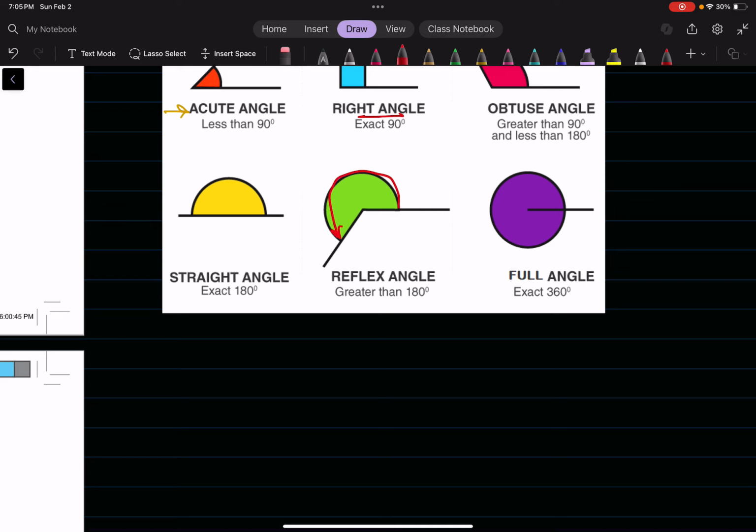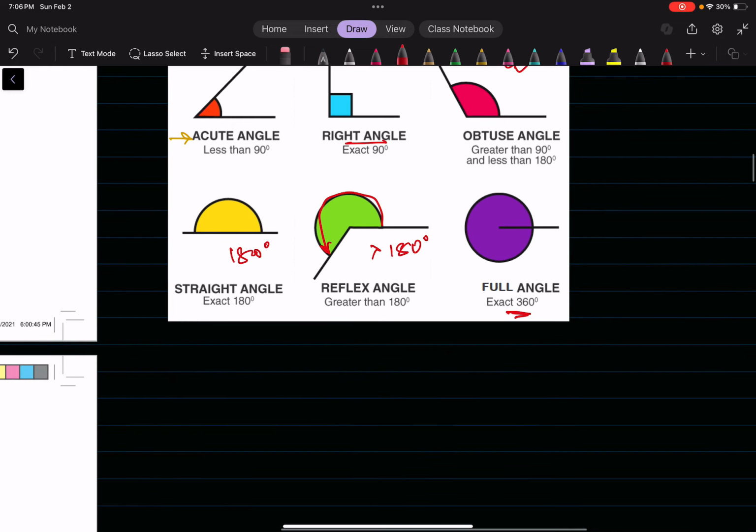It's just greater than this particular 180 degrees. So this is 180 and this is greater than 180 degrees. So we call this a reflex angle. And then we have the third thing, which is a full angle. So that's the exact 360 degrees. So it completely circles around.